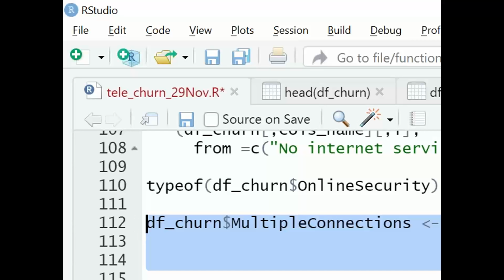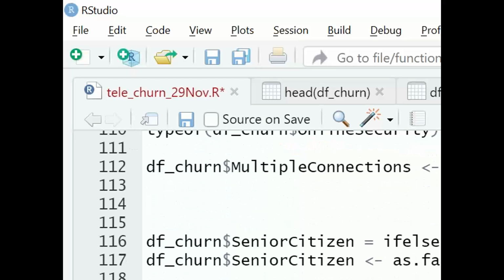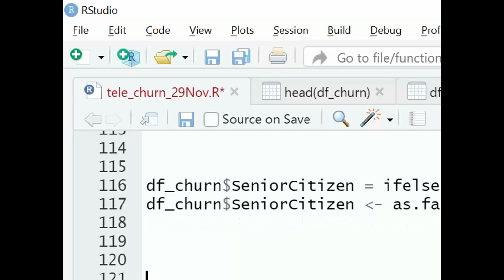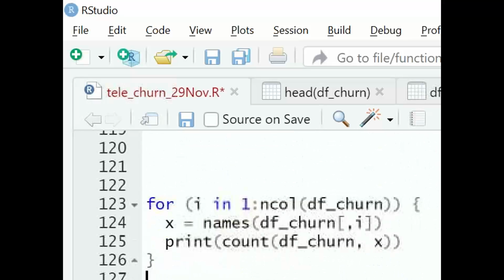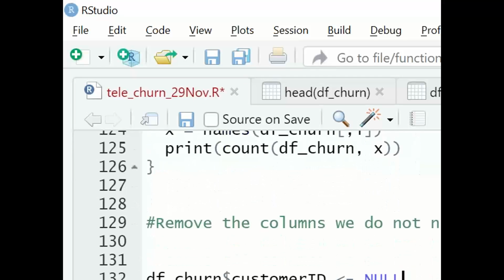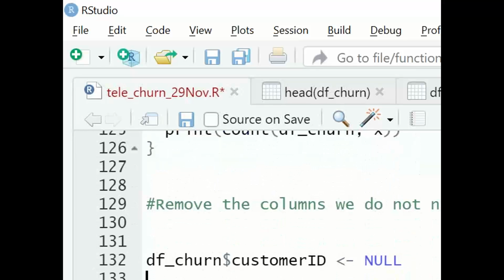Okay, so I've just replaced the no phone service with no over here. This we have already done. So the data changes that we required, they are already done now.